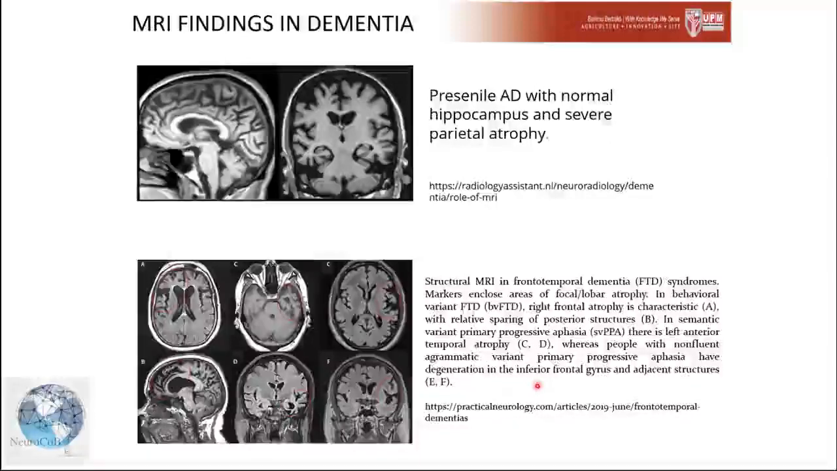In E and F, there is a non-fluent agrammatic variant primary progressive aphasia.